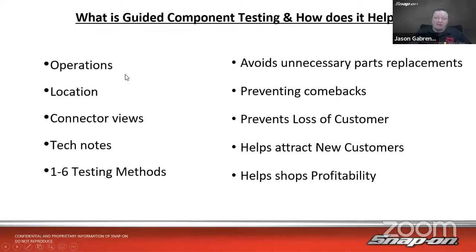It gives us operations, location, connector views, tech notes, and between 1 and 6 testing methods on whatever we happen to be testing. By giving us all this information in one place, doing a lot of the setup for us, and we'll walk through a couple of examples here, it's going to help us avoid unnecessary parts replacements because we're testing and verifying first. Due to that, it's going to help prevent comebacks.